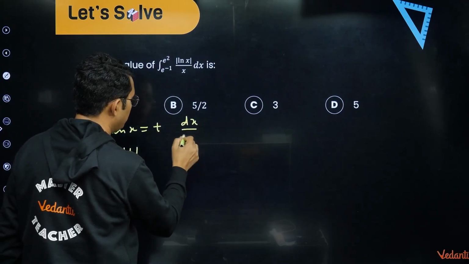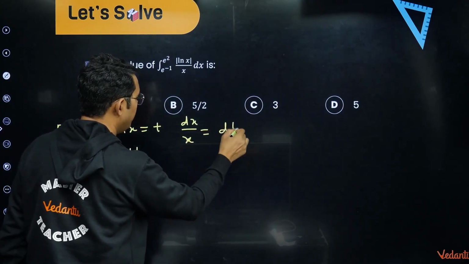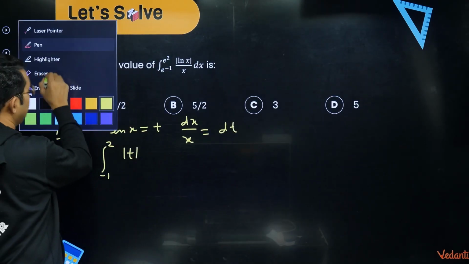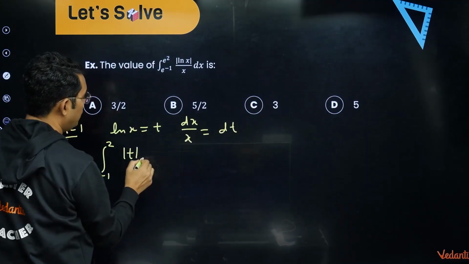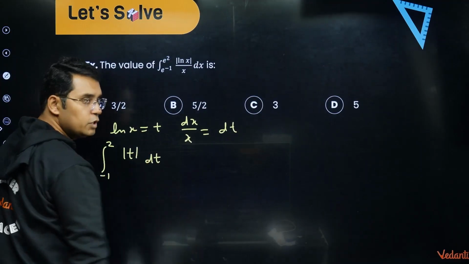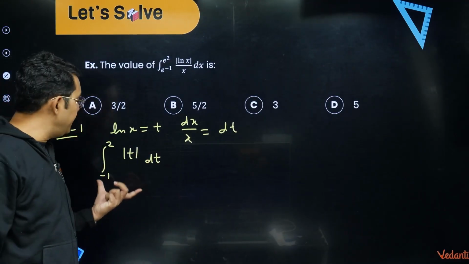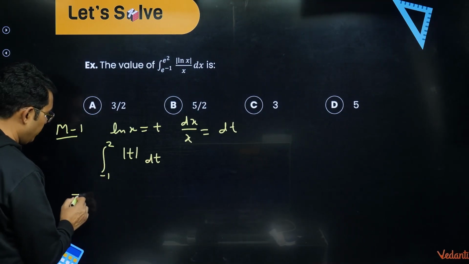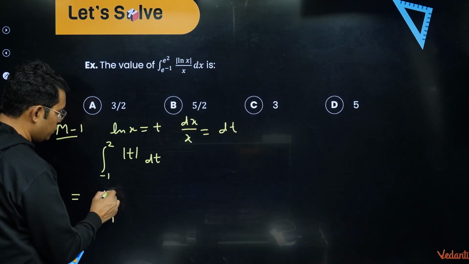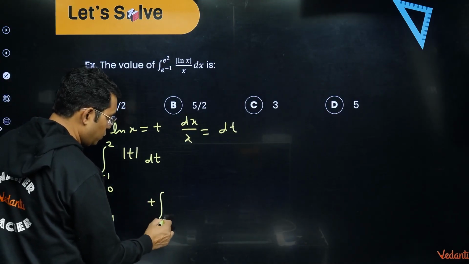And dx upon x will be equal to dt, because the derivative of ln x is nothing but 1 upon x. So we got this into dt only. So we have to do the integration of mod t dt, that's it. Now after that, again you can have two methods. One can be that you make two cases, from minus 1 to 0 and then 0 to 2.